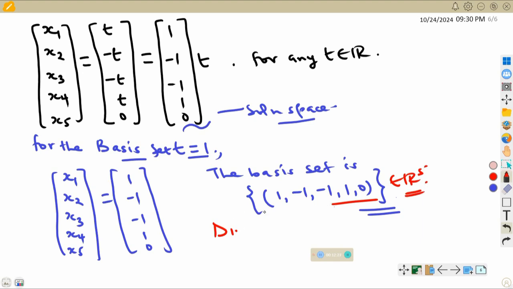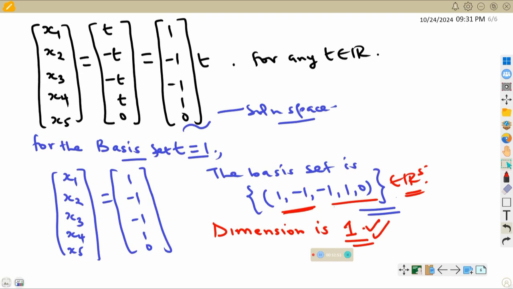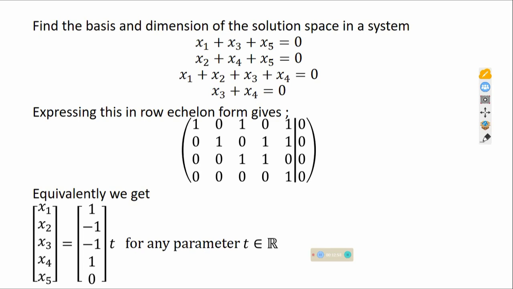So what will be the dimension of the solution set? The dimension will now be 1. The dimension is 1 because it is only one element in the basis set. So that is how we obtain the dimension and the basis for the given solution space.